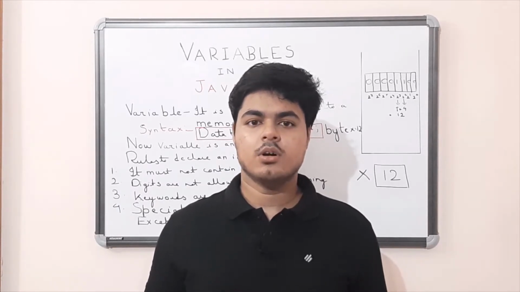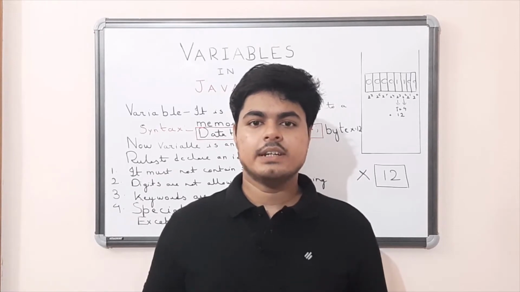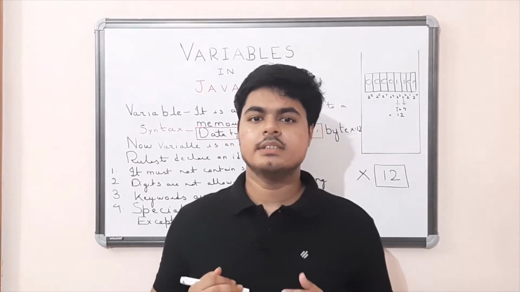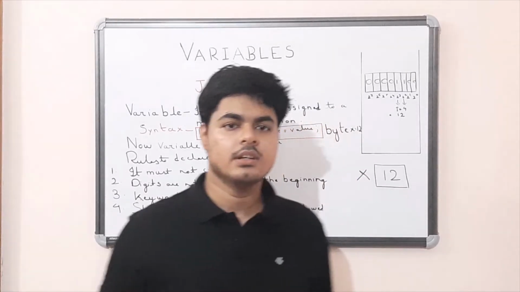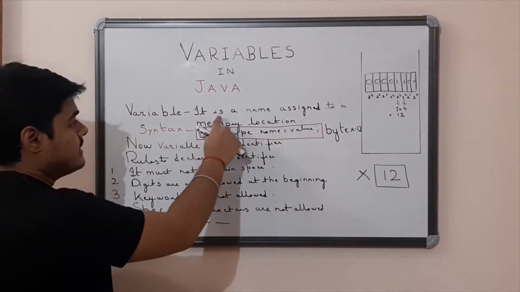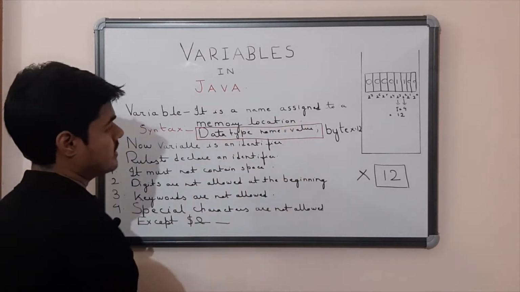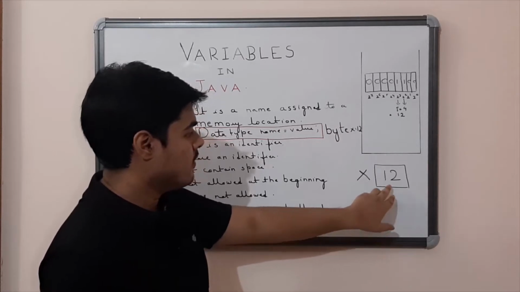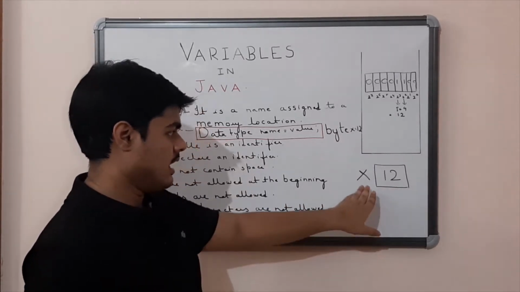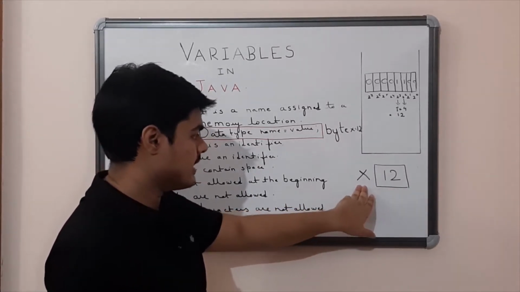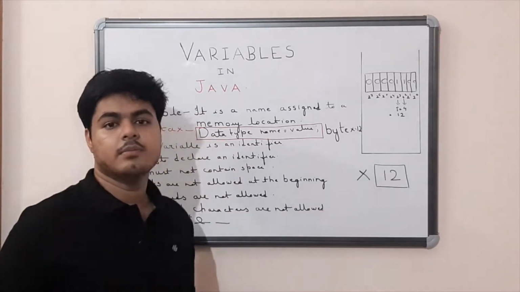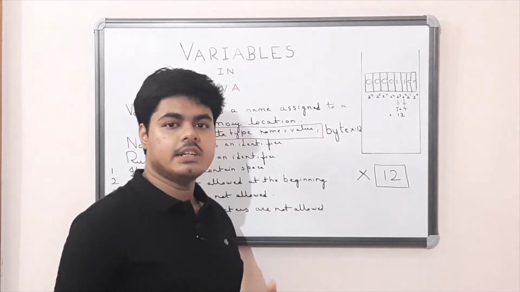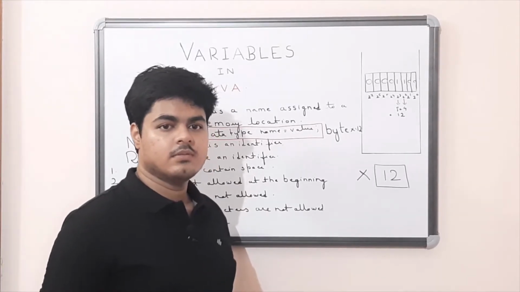Now the name of the location where the data is stored is known as a variable. Now let us see the definition of variable. A variable is a name assigned to a memory location. Suppose this is a memory location where the data 12 is stored and the name of the location is X. So it is a variable. Now variable, as the name suggests, its value can be changed during a program.